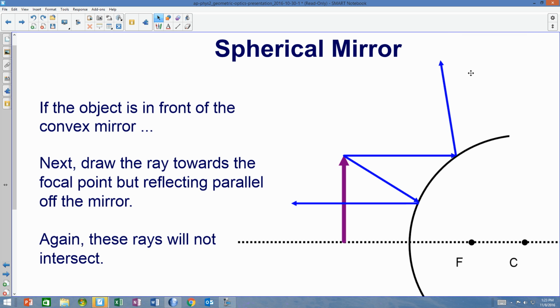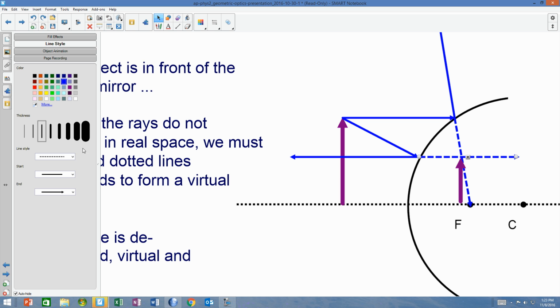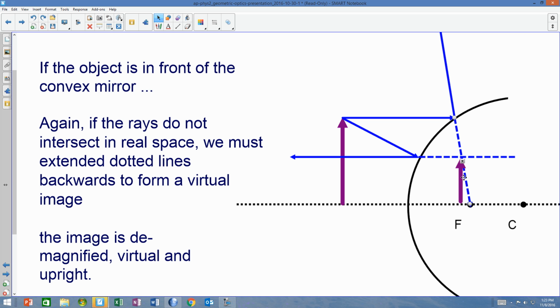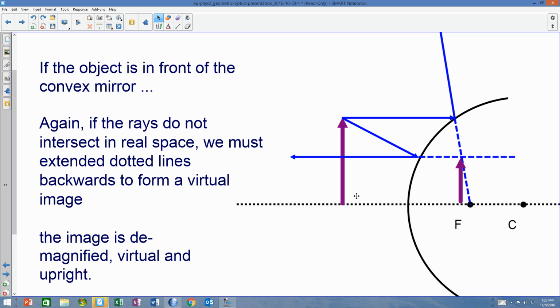Okay, notice that these two rays do not intersect, just like the previous example with the concave mirror. But if we were to project them back into space, they do appear to cross right back in here. And that crossing point where these two appear to cross is where your virtual image will be formed. Okay, so notice that this image is smaller, it's upright, and it's inside the mirror, so that makes it virtual.